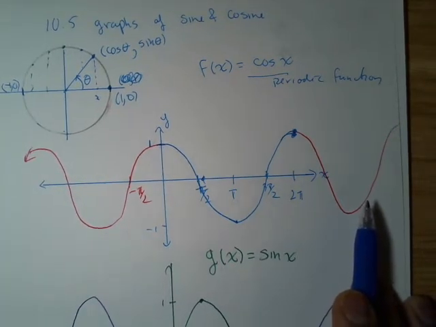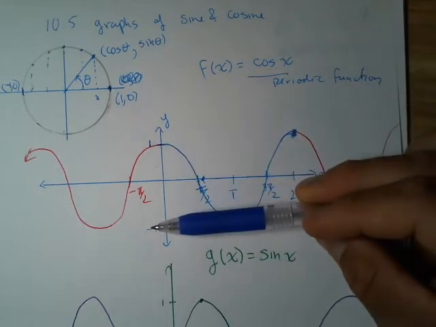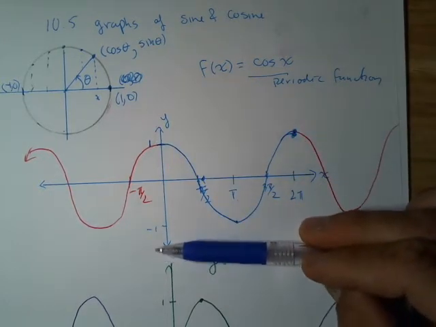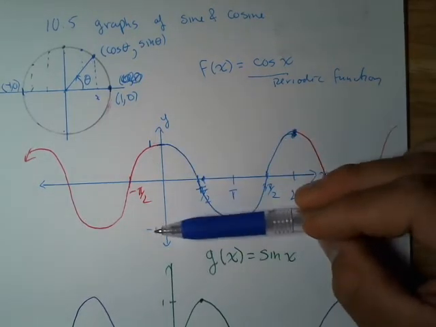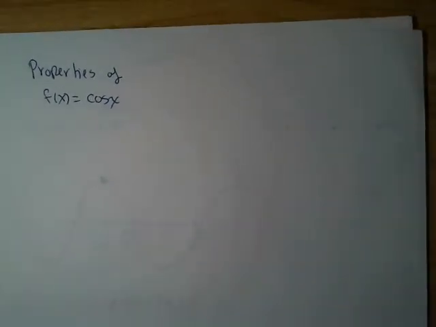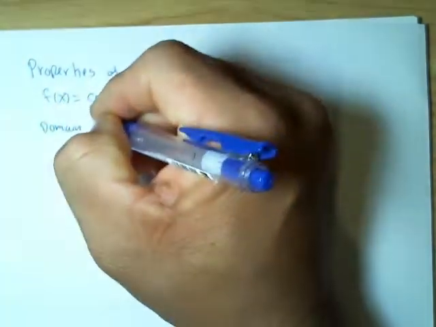And we're also going to go over the range. Now, again, the range is the y values. Now, the range we are limited here. As you see here, there are no values greater than 1 or less than -1. Okay, so properties of cosine of x, the domain, as we said, was all real numbers.